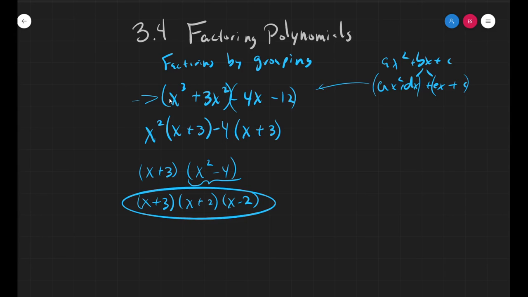Okay? Let me give you another one to practice. All right, go ahead and give this one a shot. This is 2x cubed plus x squared plus 8x plus 4. Try factoring this guy the same way we did. Group the first two terms, group the last two terms, factor out the thing they have in common, and then factor out the parentheses.